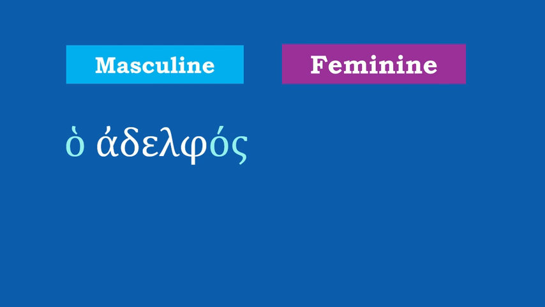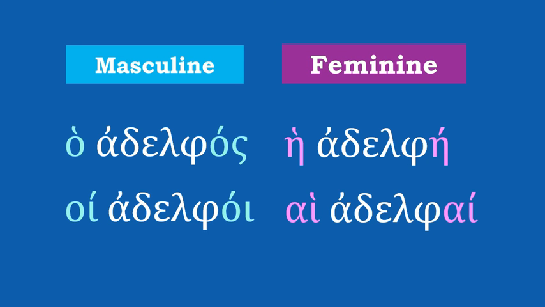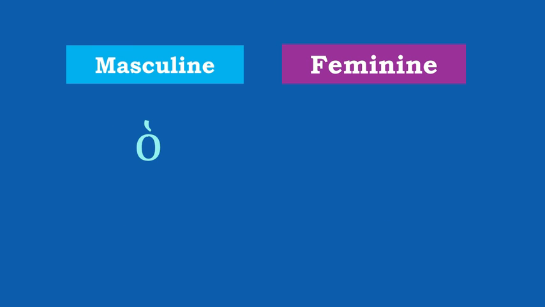Let's compare the words for brother and sister. Ho adelphos versus hoi adelphoi. And then the feminine will be he adelphei, and the plural is hai adelphai. So how the word becomes plural depends on whether the word is masculine or feminine. And don't forget, by the way, that the articles also are going to change. See, in English, we just say the. In Greek, well, it could be ho, it could be hoi, it could be hey, hai.